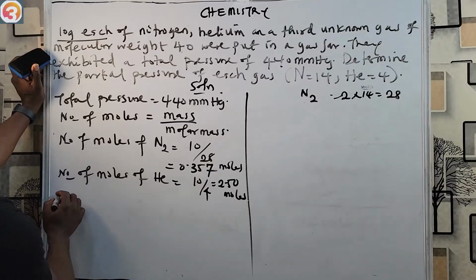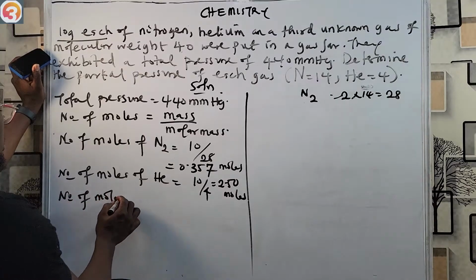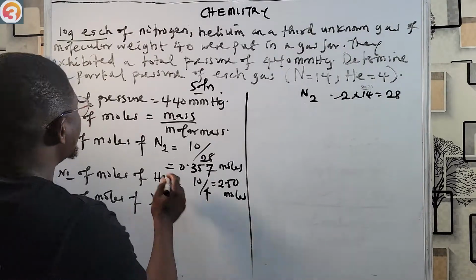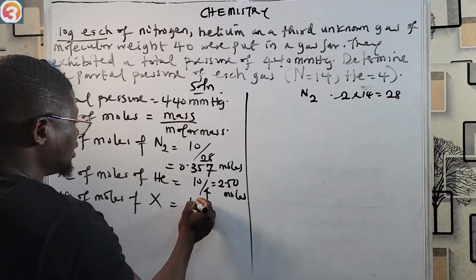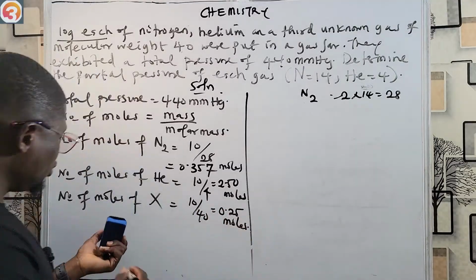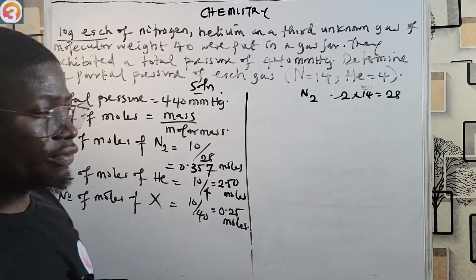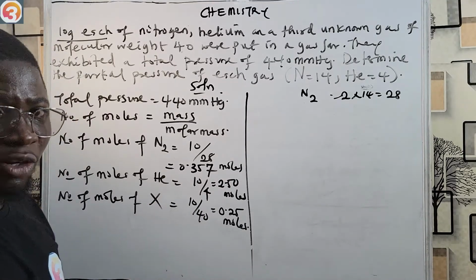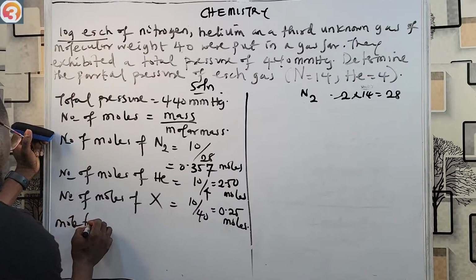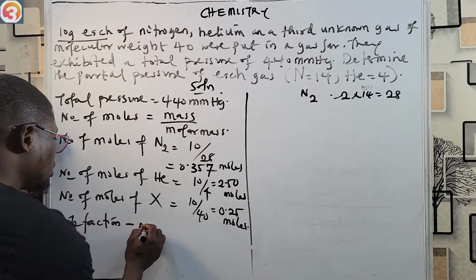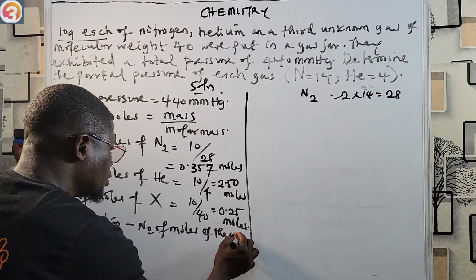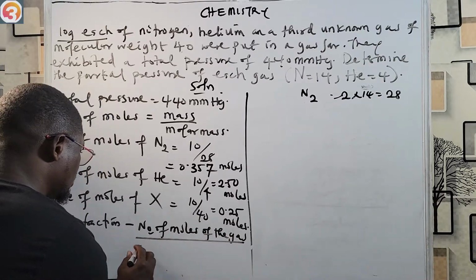Then the number of moles of the third unknown gas. Let's say that gas is X. We know the molecular weight to be 40, so we have 10 over 40. That will give us 0.25 moles. So now we know the number of moles of each of them. Now, how do we find the mole fraction? Mole fraction is equal to the number of moles of the gas over the total number of moles.